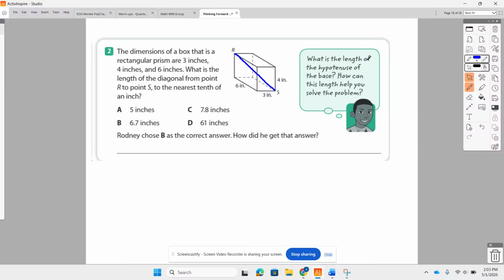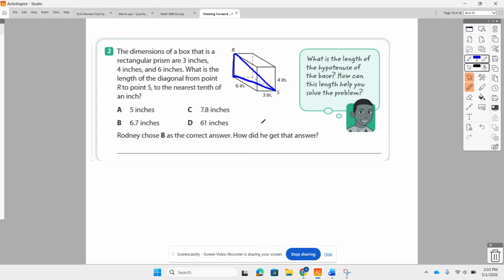They gave you a little clue over here in this bubble. It says, what is the length of the hypotenuse of the base? How can you use this length to help you solve the problem? So you do have to make sure you're seeing that the hypotenuse of the base makes a right triangle. So that is what you've got to figure out.